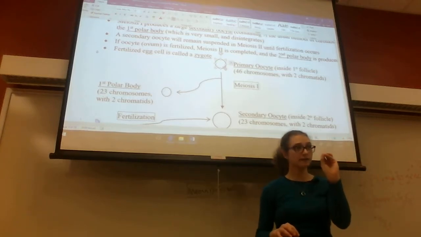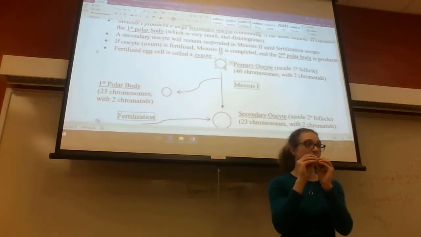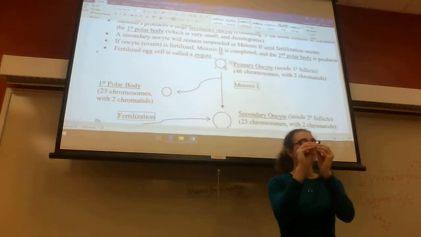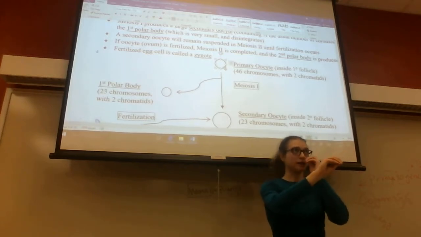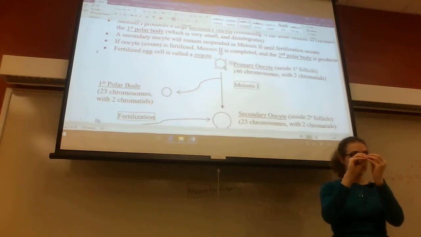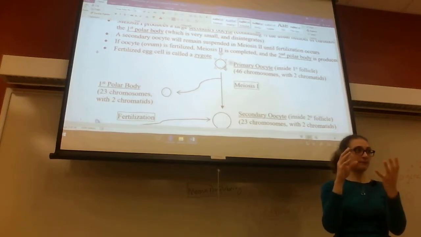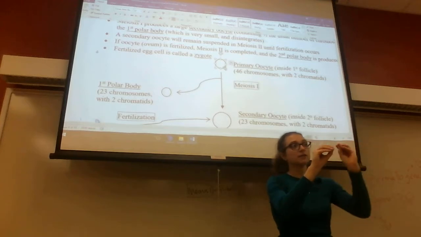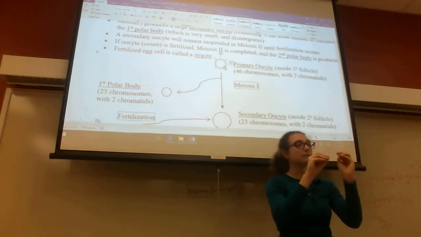If the egg lives, it's because it came in contact with the sperm, and it will then travel to the uterus, and it will implant and become a baby. When the egg comes in contact with the sperm, that causes meiosis 2.